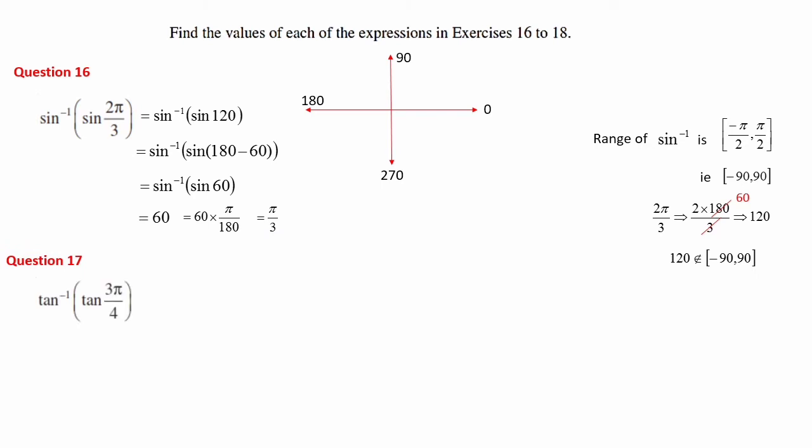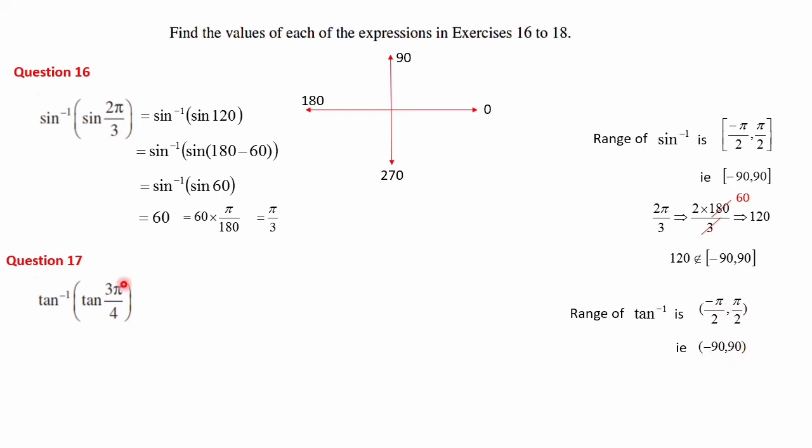Next, question number 17, tan inverse of tan 3 pi by 4. Here also at a stretch we cannot use the formula tan inverse of tan x, because this 3 pi by 4 is not within our range. So first of all, we need to change this 3 pi by 4 into our convenient range. We know that the range of tan inverse is the open interval minus pi by 2 and pi by 2. When we convert this into degrees, it comes as minus 90 and plus 90.